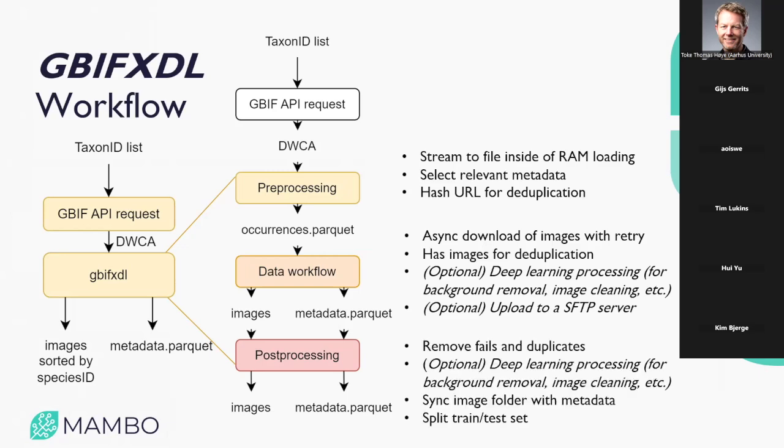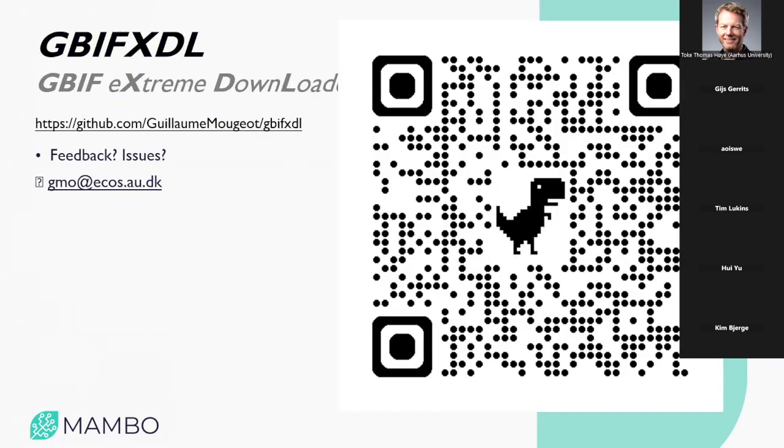Finally, during post-processing, we want to remove failures during the download, again remove some duplicates, and clean our folders, so that we have one image for one line in our occurrence metadata file, one perfect match. And then eventually split it, if you want to do deep learning, between training and testing. It's optional.